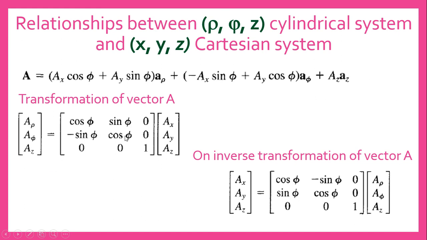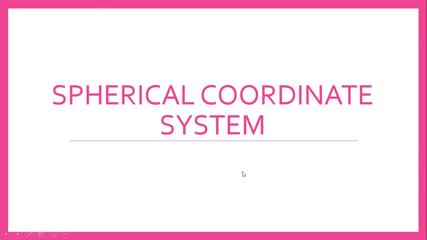If you want the inverse transformation, that is, if you know the cylindrical components and want to calculate the Cartesian components, just take the inverse of this matrix. If you take the inverse, you get cos phi, minus sin phi, 0; sin phi, cos phi, 0; and 0, 0, 1. So you can easily calculate this. If you are able to write down this transformation matrix, then it will be quite easy to get the inverse transformation. So with this we finish the cylindrical coordinate system.